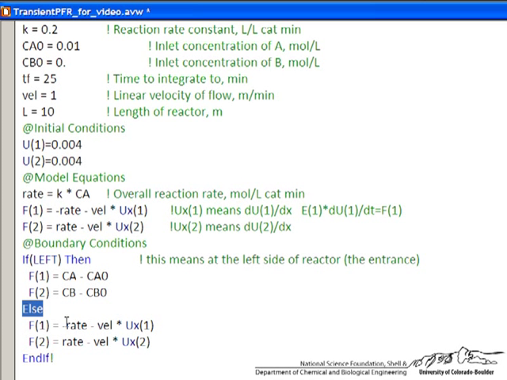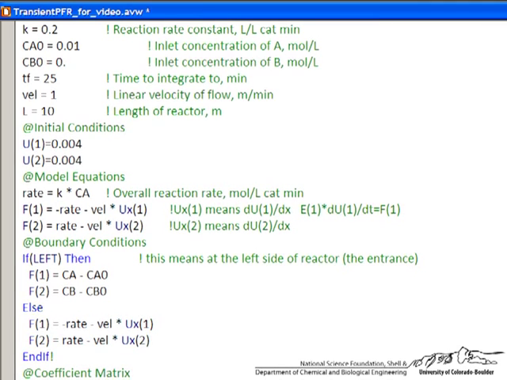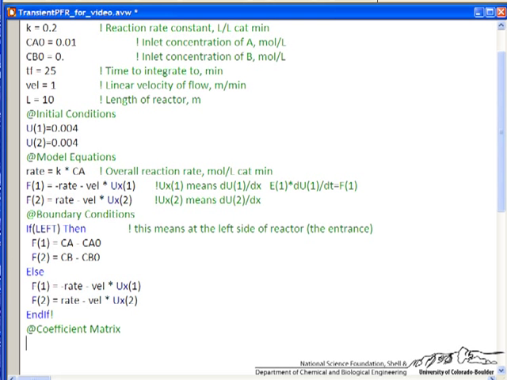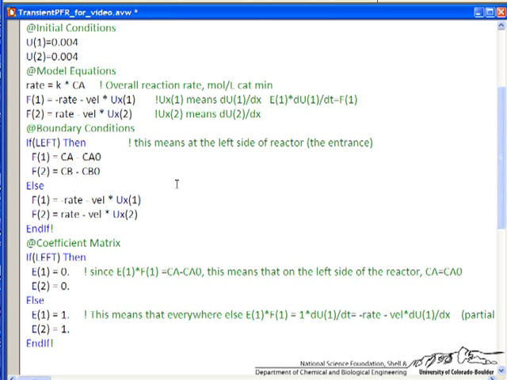Everywhere else, then F1 and F2 are just the equations I wrote here. And this command in F says we're finished with the boundary conditions. If I hit F11 again, now it's asking for the coefficient matrix. What's the value of E, E1, E2? So again, in the interest of time, I've cut and pasted the values.